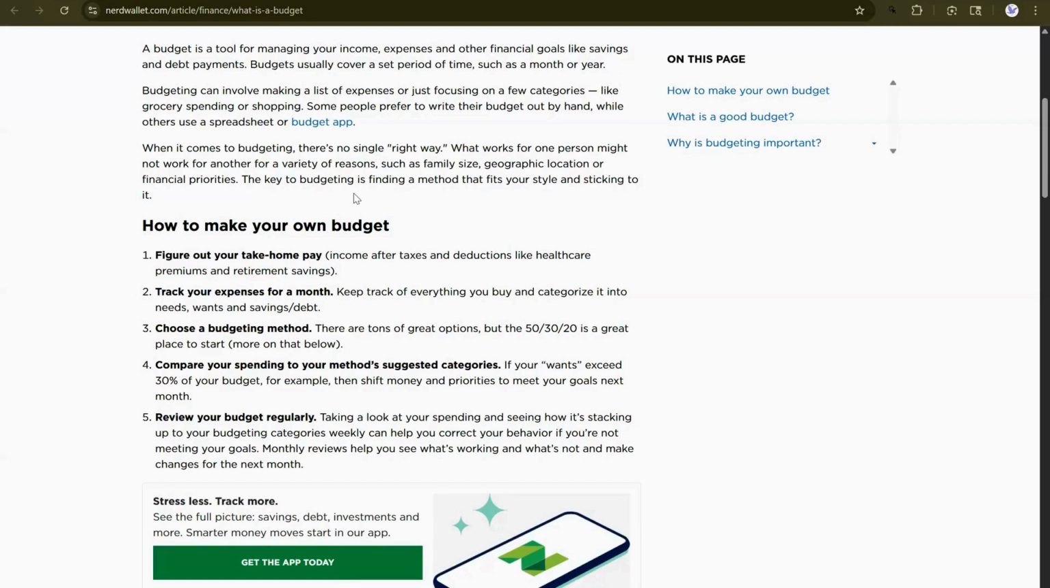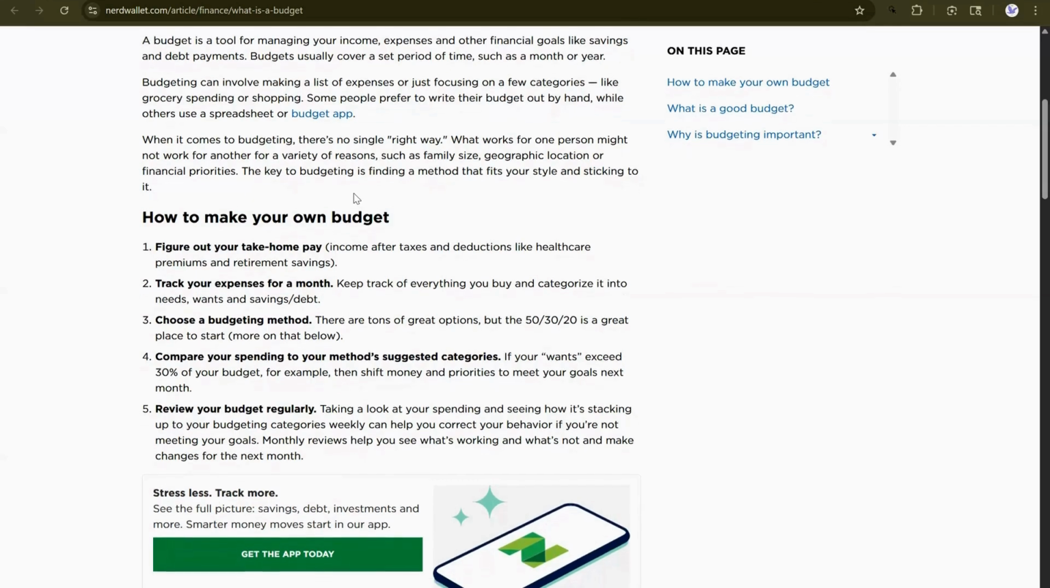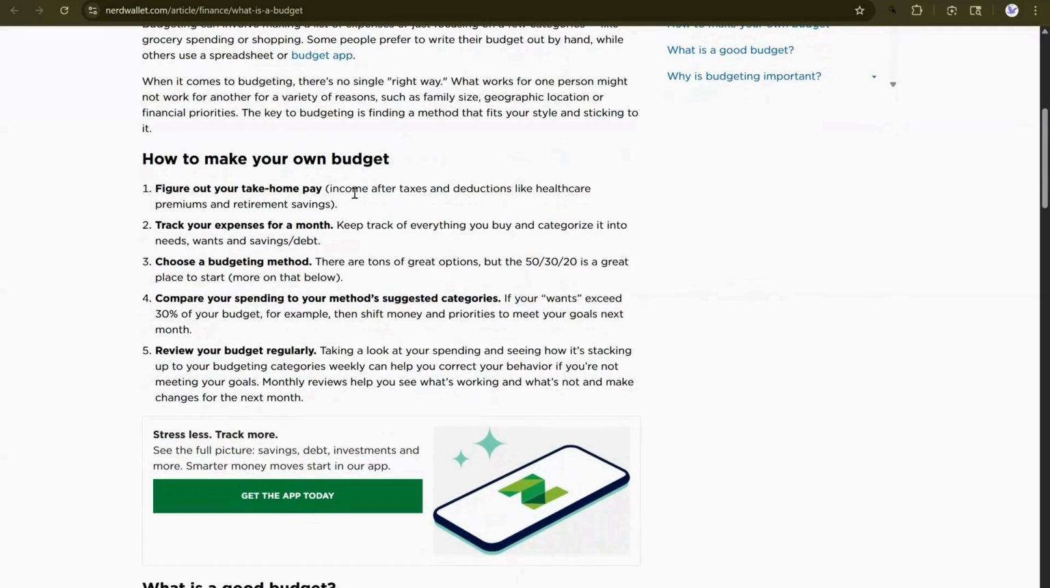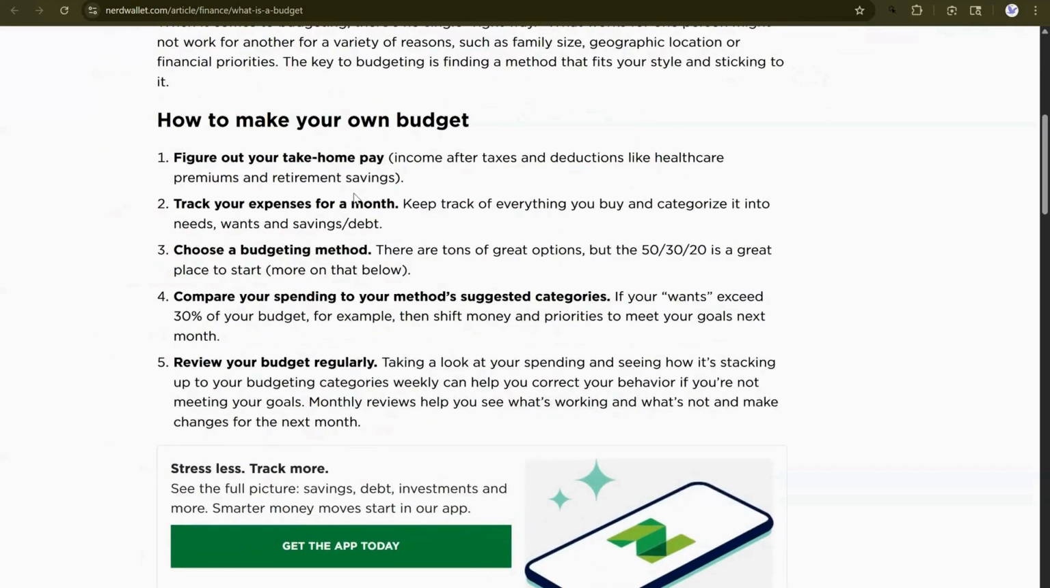That's life. Track your expenses. Know what you're actually spending your money on. That might be a little wild if you're younger, but as you are in your late teens, you probably already have a trend going. Choose your budgeting method. We're going to talk about that today. I'm going to show you another budgeting method.